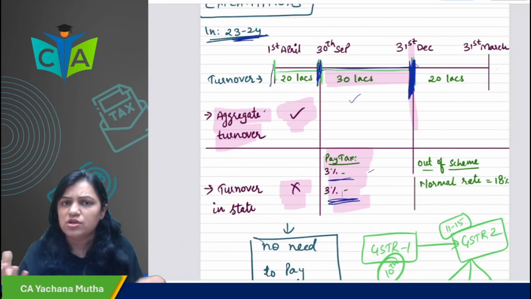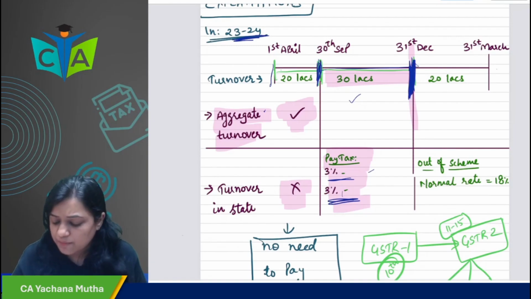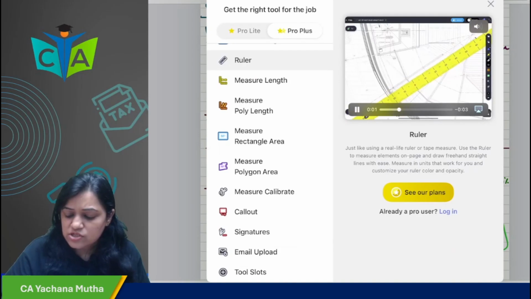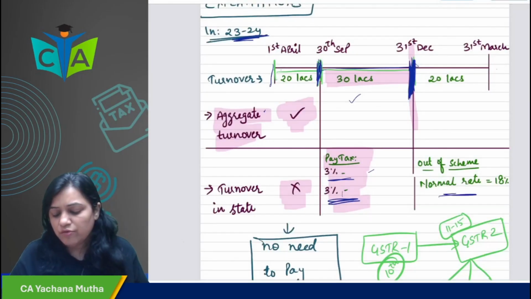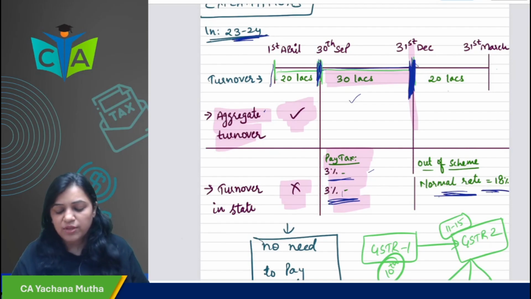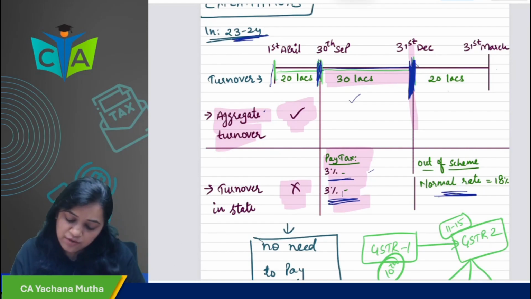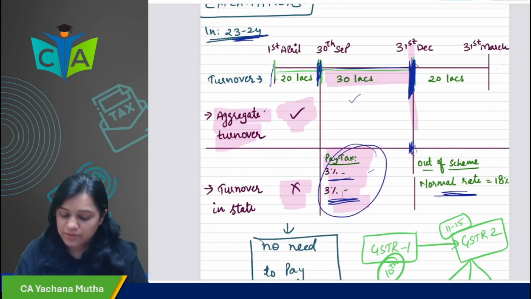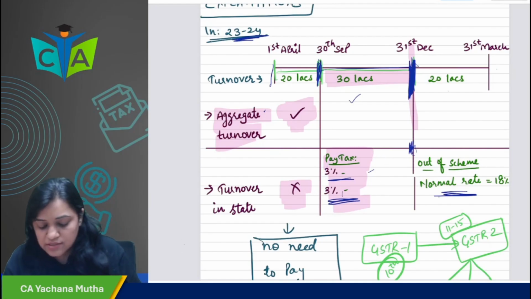For example, on your goods or on your services, the rate is 18%. So you will pay that on the next 20 lakhs. For example, the turnover from 1st of December to 31st March is 20 lakhs. So on that 20 lakhs, you will pay at the normal rate of 18%. So from the slab after 20 lakhs till 50 lakhs of aggregate turnover, you will pay 3% if you are a new registrant.